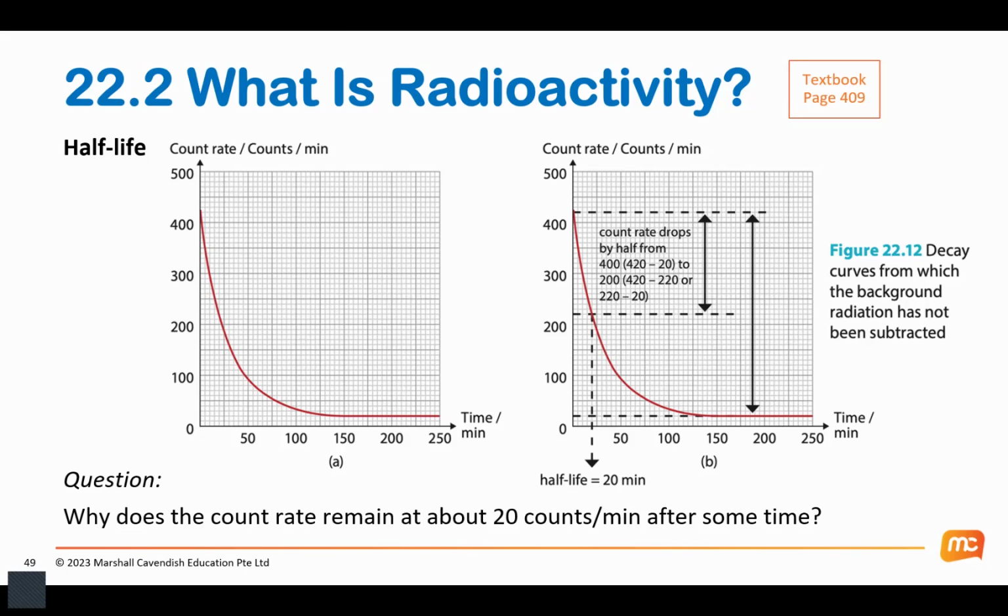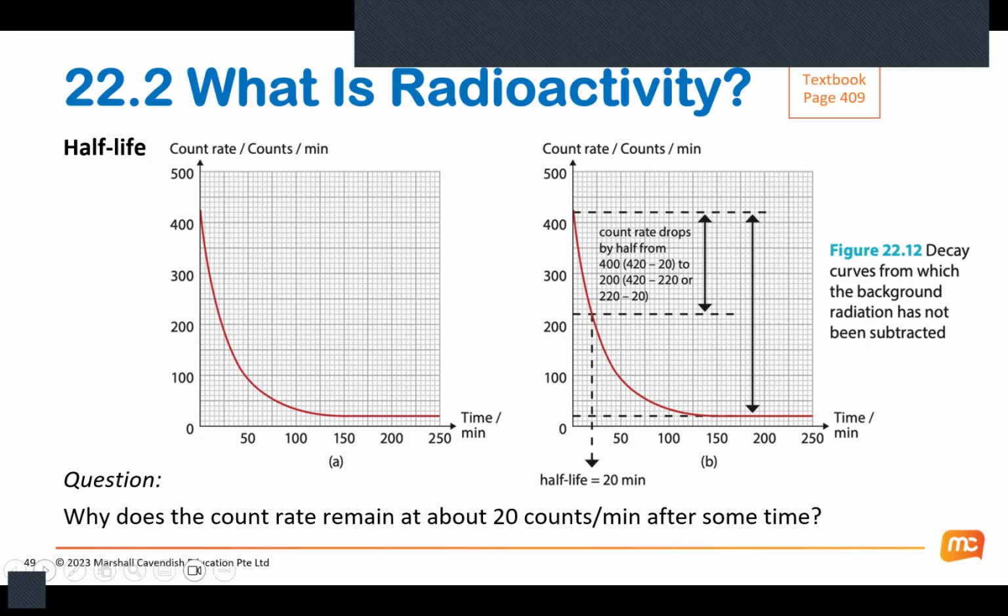I have also included other videos from other YouTubers to show you many sample questions related to half-life. Please take a look at those examples to give you more ideas about how we apply the concepts of half-life calculations.